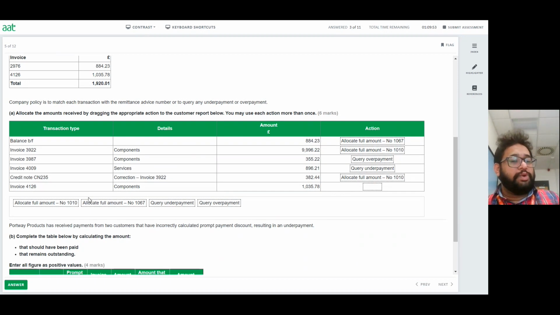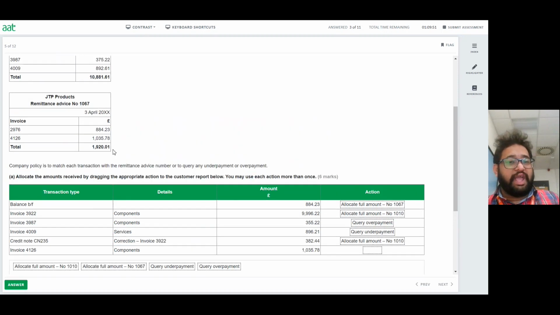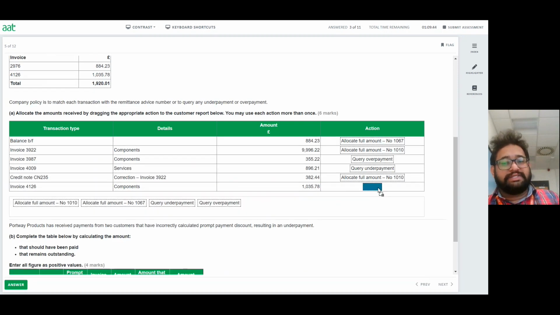Invoice number 4126 for 1035.78. It is absolutely fine. There is no error with that one, and we allocate that to 1097. So that is all they expect you to do.